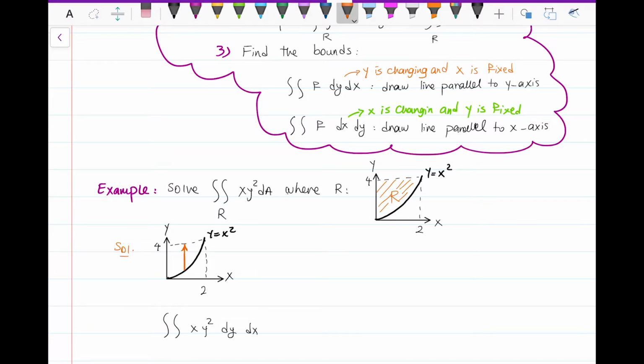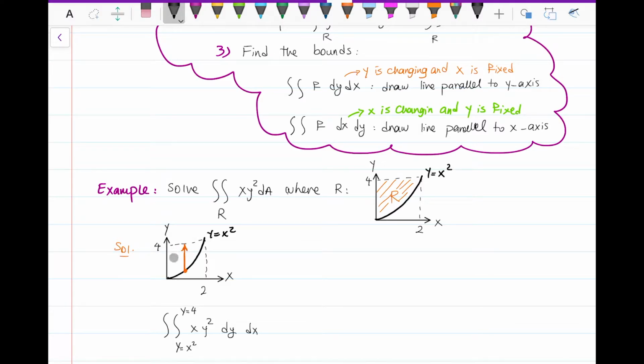with an arrow in exactly the same direction as the y-axis. So if you see here, the first point of the line that I draw in the region R lies on the curve y equals x squared. So I'm going to write the bounds as y equals x squared. The end point of the line lies here, and this is y equals 4. Okay, so y equals 4.